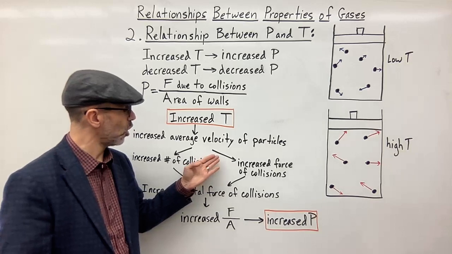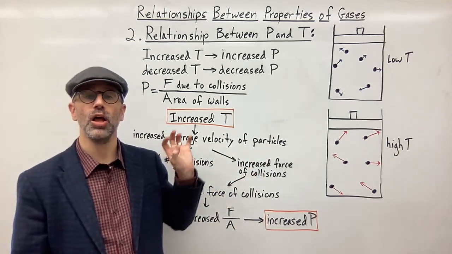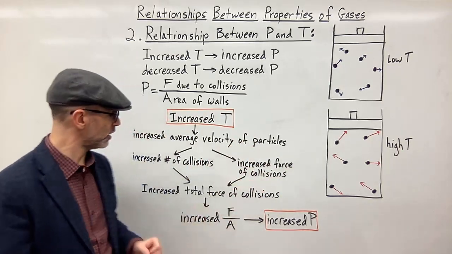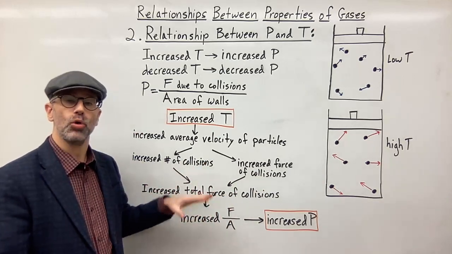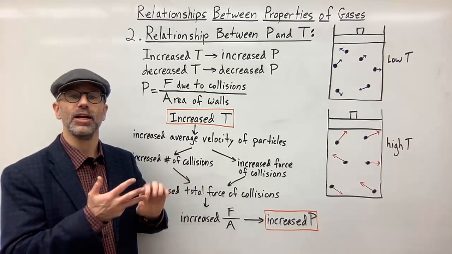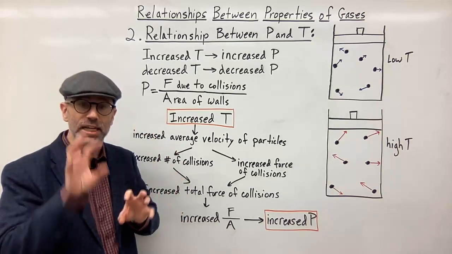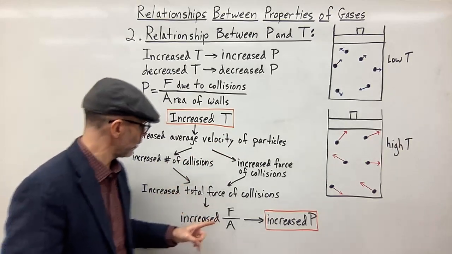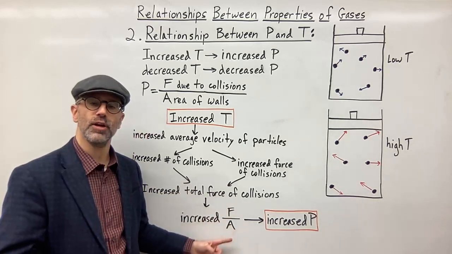The second thing is you're also going to have an increased force of collisions. The particles are hitting the wall harder, so the force of the collision is going to be higher. Therefore, on both accounts, you're going to get an increased total force of collisions. More collisions, and harder collisions, meaning the force of each collision is greater, and so therefore increased total force.